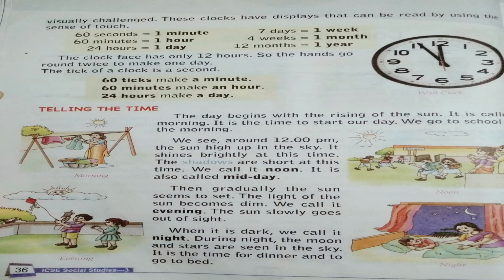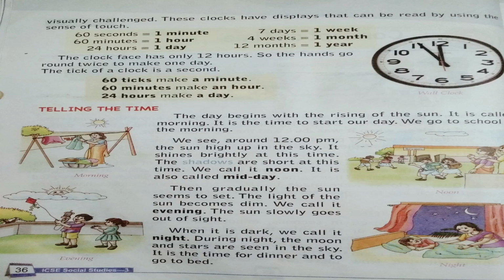And we also read that 60 seconds are equal to 1 minute. 60 minutes are equal to 1 hour. 24 hours are equal to 1 day. And 7 days are equal to 1 week, from Monday to Sunday. And 4 weeks are equal to 1 month. And 12 months are equal to 1 year. 12 months means January to December.